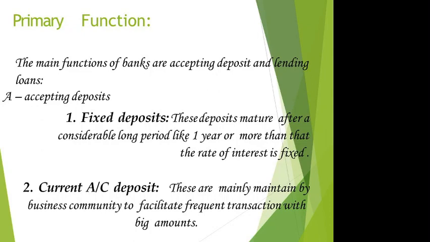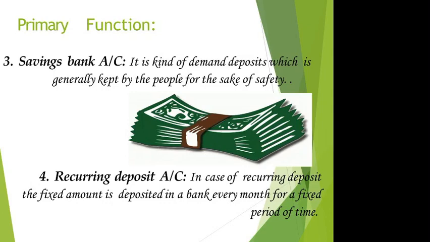The second type of deposit which is accepted by the banks is the current account deposit. Current account deposits are mainly maintained by the business community to facilitate frequent transactions with big amounts. As we know, in business there are frequent big transactions of sale and purchase. So businessmen generally maintain current account deposits with the bank from which they can withdraw the amount whenever they need and deposit the amount whenever they need. The next type of deposit is the saving bank account deposit. It is a kind of demand deposit which is generally kept by people only for the sake of safety.